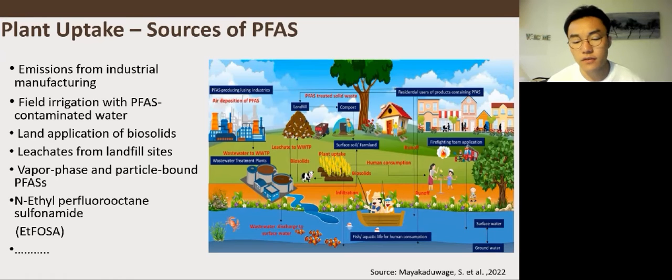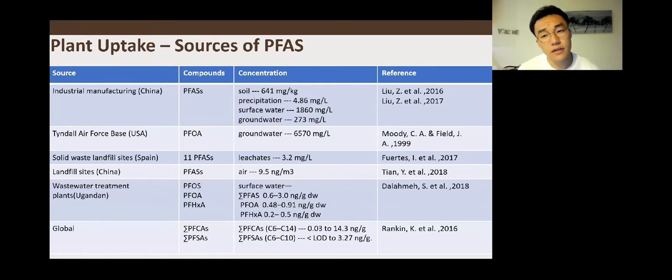Moreover, leachate from landfill sites has been identified as a point source, contributing to the dissemination of PFAS in the environment. All of the above are major sources of PFAS, and this has become an environmental issue that has to be taken seriously. By reading the articles, I found that it already seems to be a global pollution problem. For example, in China, USA, Spain, and Uganda, high concentrations of PFAS have been found in various environmental media: soil, surface water, groundwater, and air. Therefore, studying the sources of PFAS is important to understanding the uptake pathway in plants.